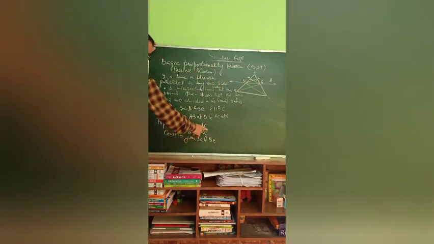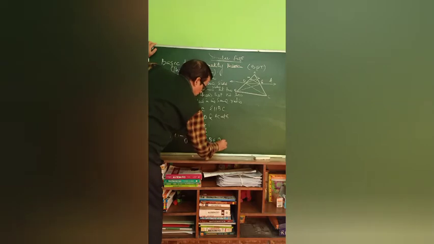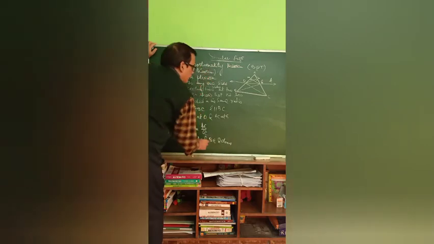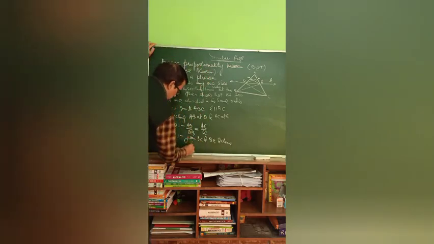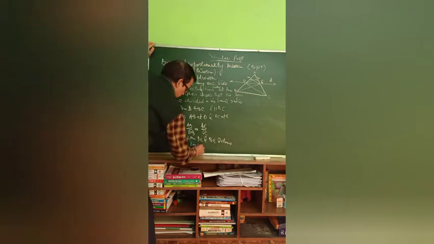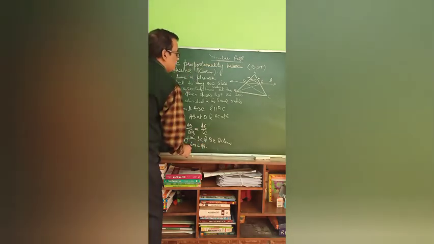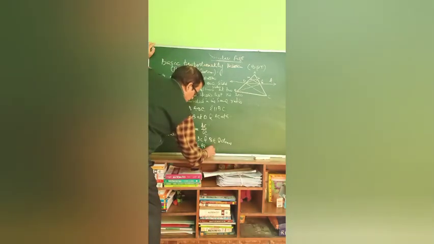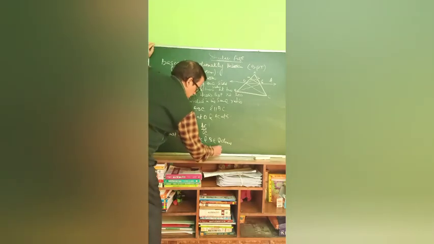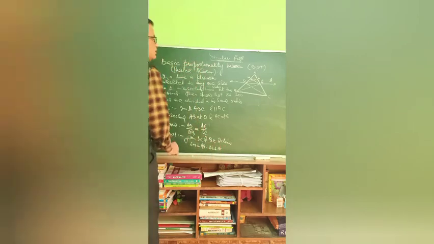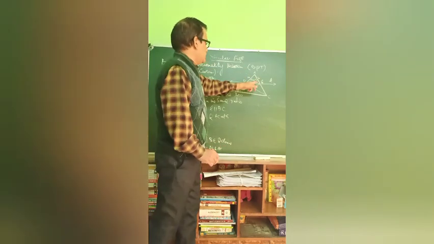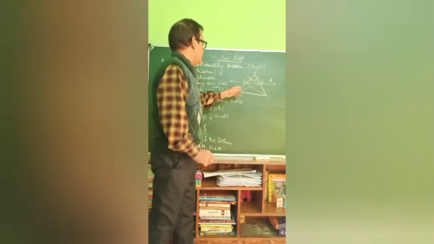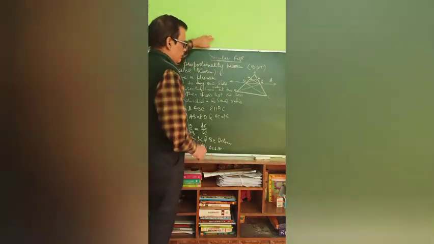Join DC and DE, and draw EM perpendicular on AB and DL perpendicular on AC. It is on AC as well as on AE. Similarly, EM is perpendicular on AB as well as AD.